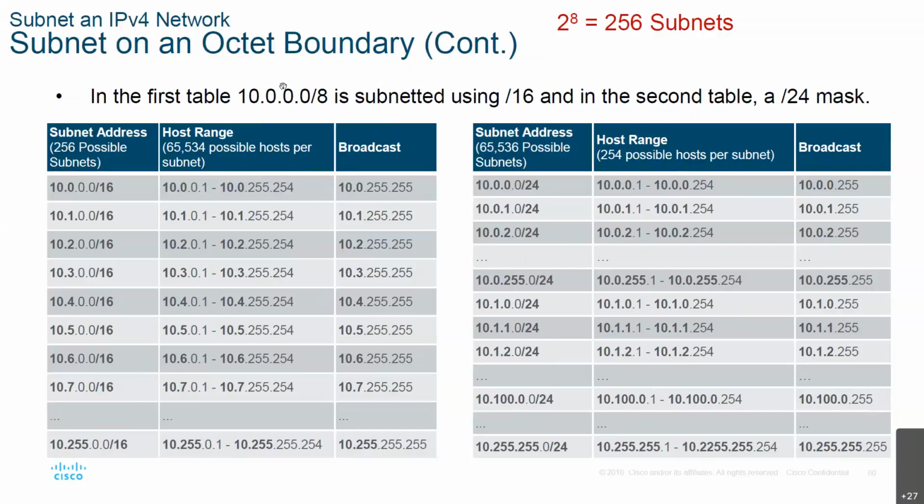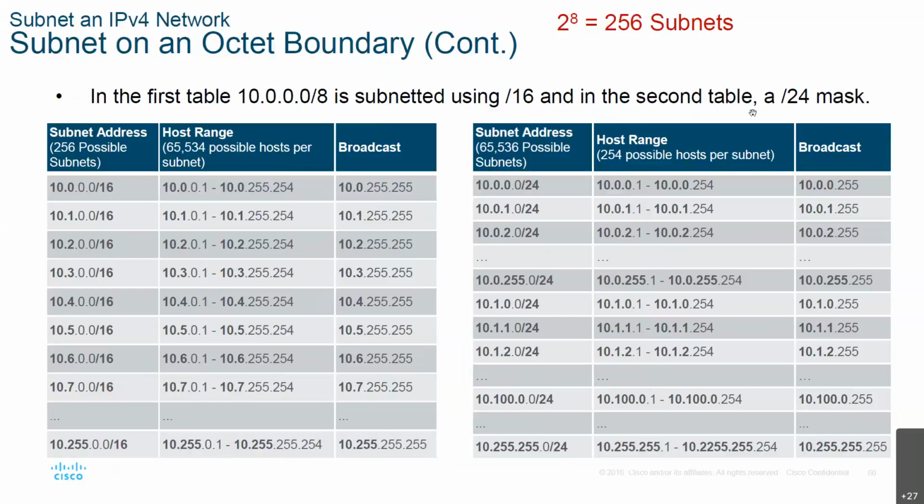So this one can be converted to this. That means you can have 256 subnets, starting with this all the way until this. That means the network address starting from here all the way until here. These are the possible host range and the possible broadcast.